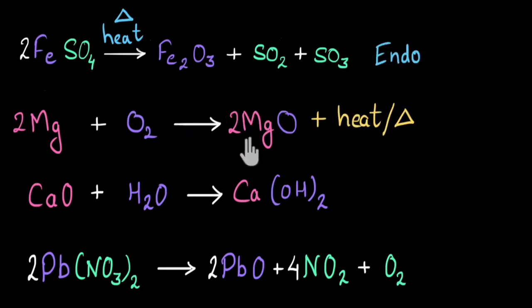Now let's look at this one. See, in this reaction, I can see that plus heat or plus delta is written on the product side. Well, this means that heat is being evolved along with the product. And reactions in which heat is evolved or given out, we call them exothermic reactions. So this is going to be an exothermic reaction.